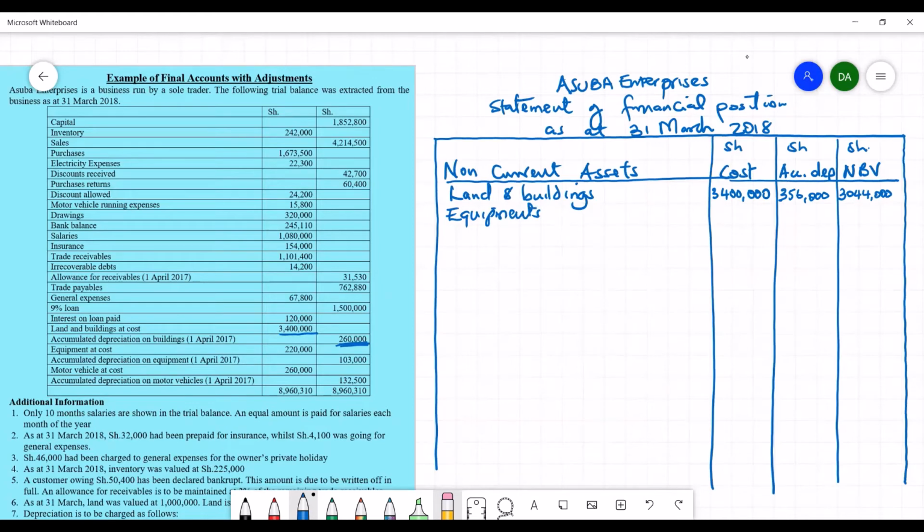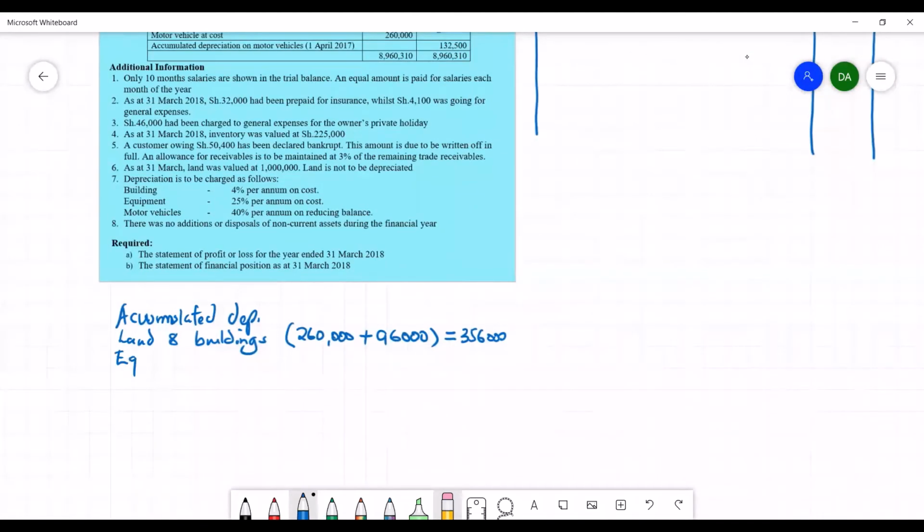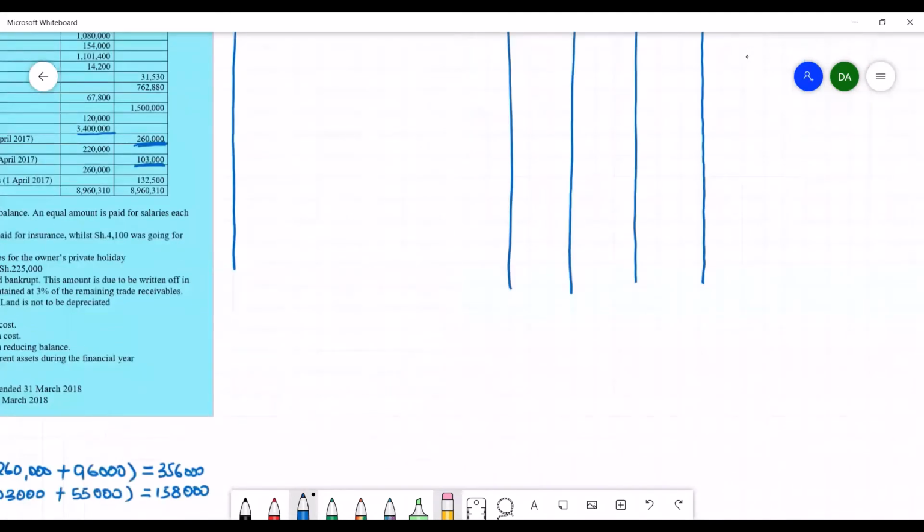For the equipment, the accumulated depreciation at the beginning of the year is 103,000. And during the year, some depreciation was calculated. So we are going to have 103,000 plus 55,000, which was determined during the period, so that the total accumulated depreciation is going to be 158,000. So we write here 158,000.